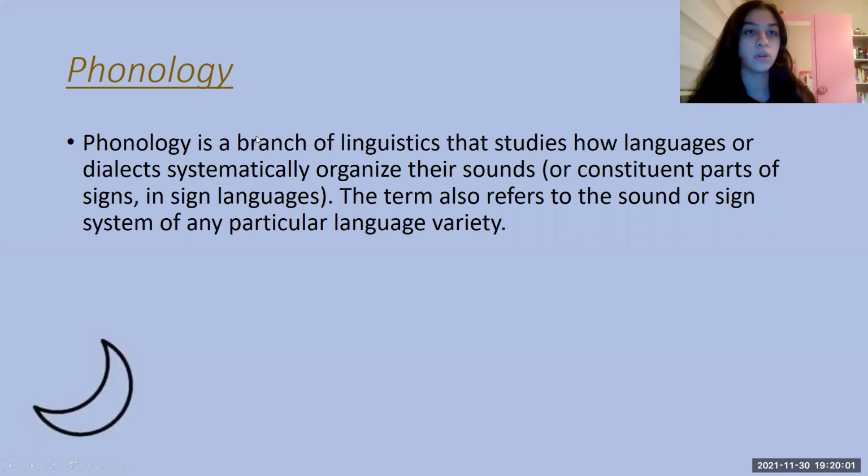Phonology. Phonology is a branch of linguistics that studies how languages or dialects systematically organize their sounds, or the constituent parts of signs in sign language. The term also refers to the sound or sign system of any particular language variety.